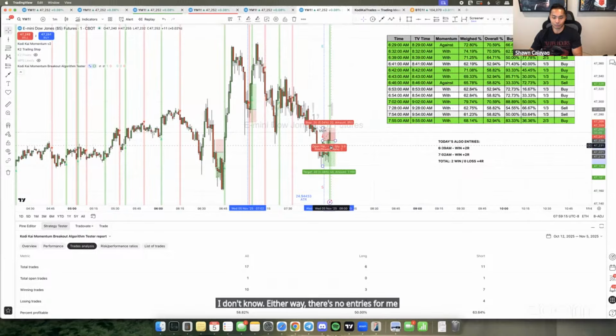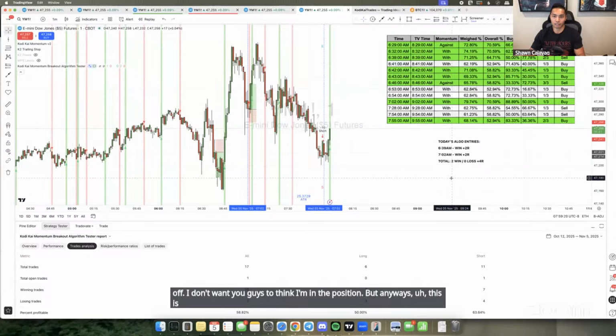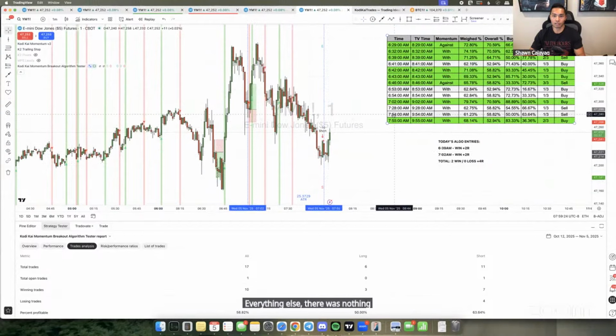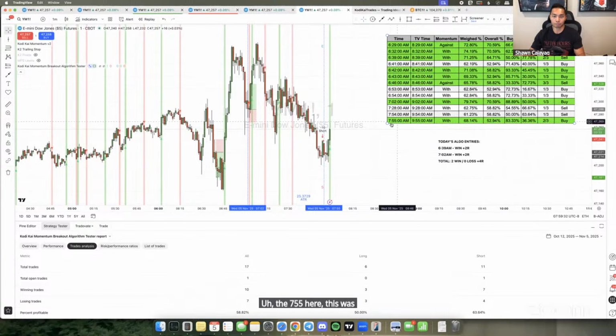I'm going to take this off. I don't want you guys to think I'm in a position. But anyways, this is for the trades for today that came up and that would have been taken. Everything else, there was nothing here. There was an entry at 7:54. It was not a target entry, so obviously would not count for today's entries. The 7:55 here was for a buy. The entry here was for a sell, so obviously did not take the entry there as well.